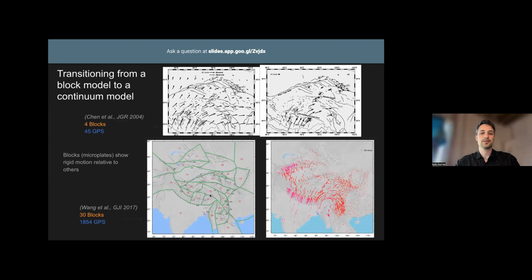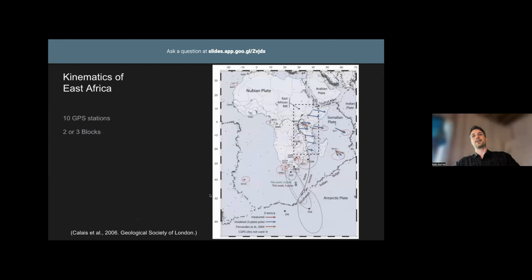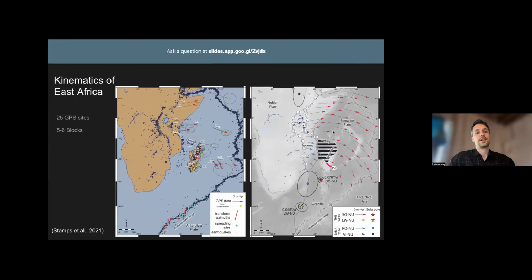So now let's look back at East Africa. In a 2006 study, Eric Calais and others used 10 GNSS stations and found the rift could be characterized by two or three blocks, the Nubian plate to the west and the Somalian plate to the east. Fast forward 15 years, a study by Sarah Stamps used 25 GNSS stations and modeled the region with five or six blocks. So again, as the data improves, the deformation patterns look more complex.